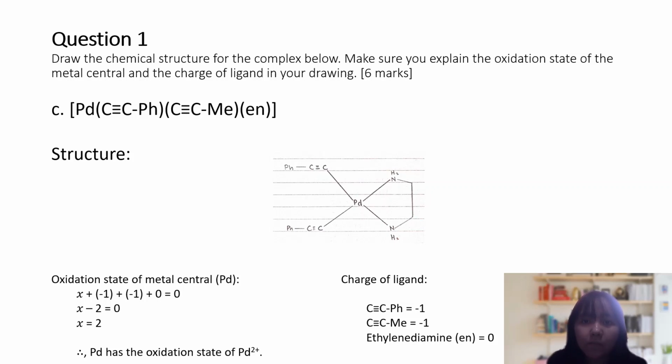In this complex, only En, or ethylene diamine, has the oxidation state of 0, whereas the other 2 ligands have the oxidation state of negative 1. The charge of ligands for this complex is also similar to the oxidation state of the ligands, where only En is neutral, making it have 0 charge, and the other 2 ligands have the charge of negative 1.